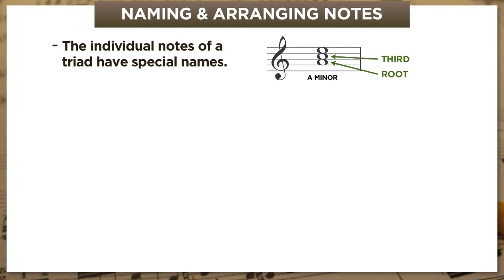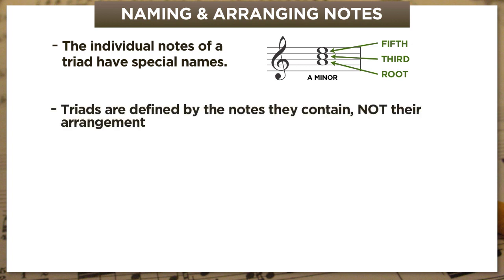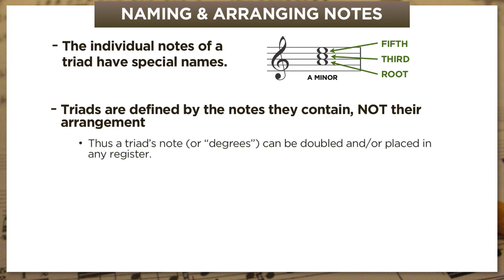And it's called the chordal third because when we arrange the chord's notes in a tight little stack like this, it lies a third above the root. So by this same logic, we call E natural the chordal fifth, since it lies a fifth above the root when we put the chord in a little stack like this. Now, it's important to recognize that triads are defined by the notes they contain, but not how those notes are arranged. So a triad's 3 notes, or degrees as they're sometimes called, can be doubled or placed in any register.